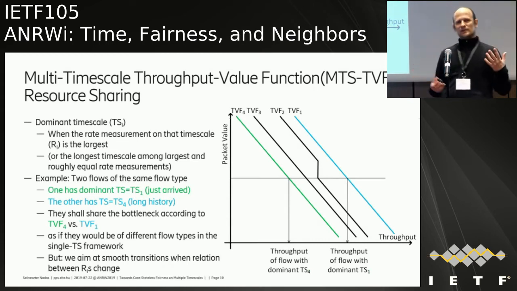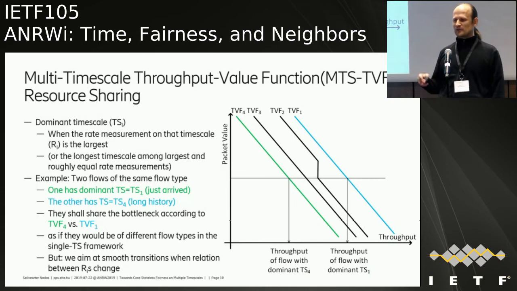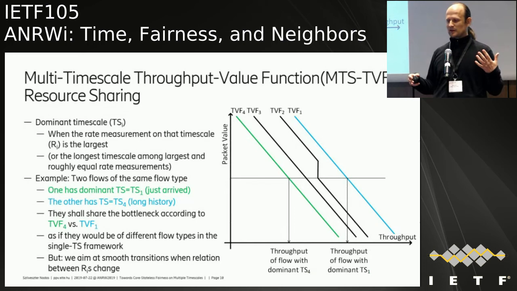What does it mean? We first define dominant timescale. Timescale R is the dominant one when the rate measurement on that timescale is the largest. And if there is more than one, then the longest timescale applies. As an example, take 2 flows of the same flow type. One has dominant timescale 1, the other dominant timescale 4. So one has just arrived, the other has a long history in the system. And we say that multi-timescale resource sharing is such that they should share the bottleneck according to TVF4 and TVF1. So it is as if they were different flow types in the single timescale framework.